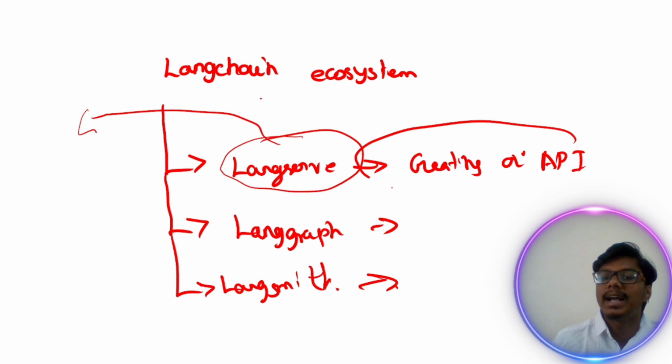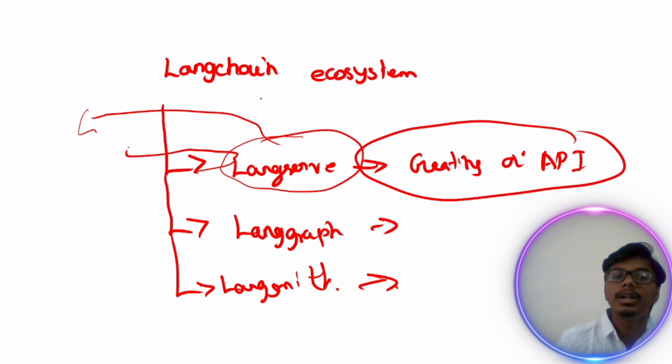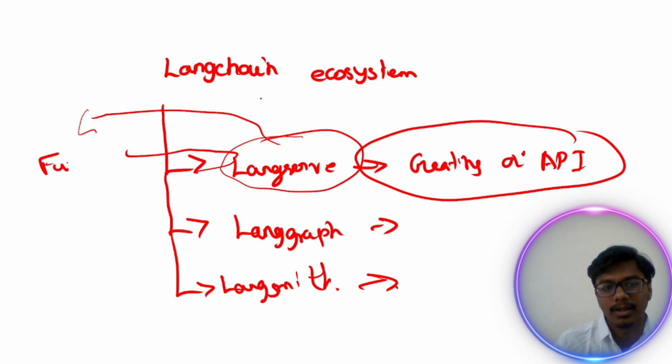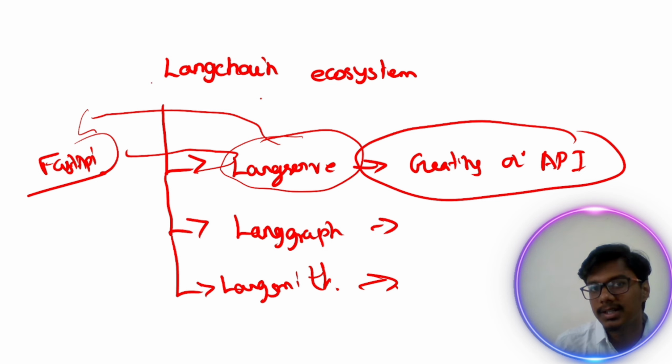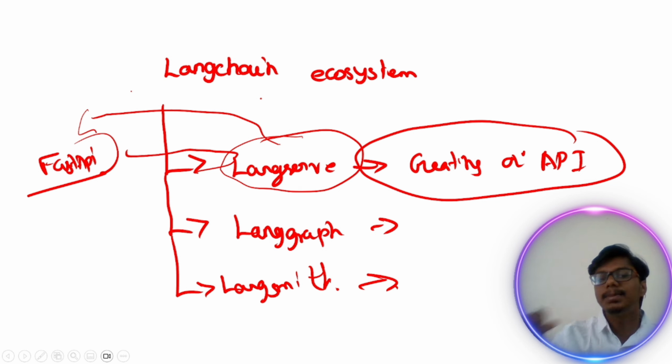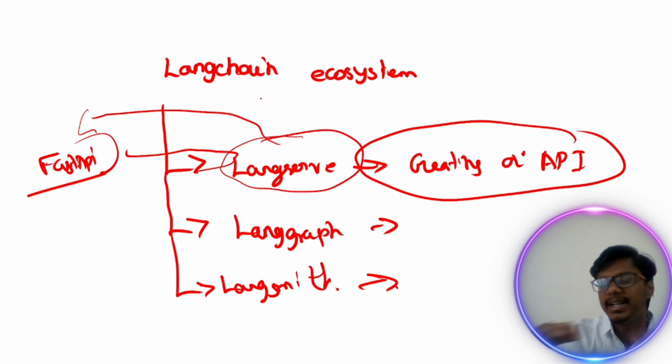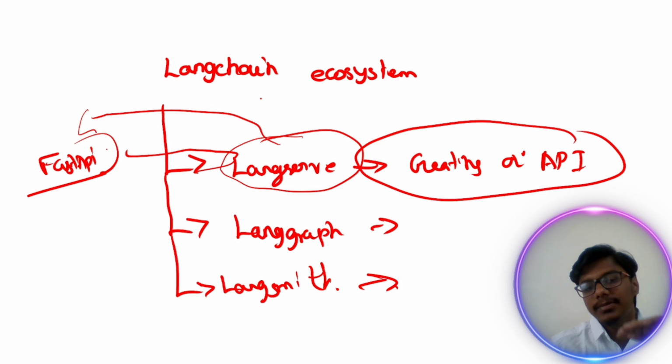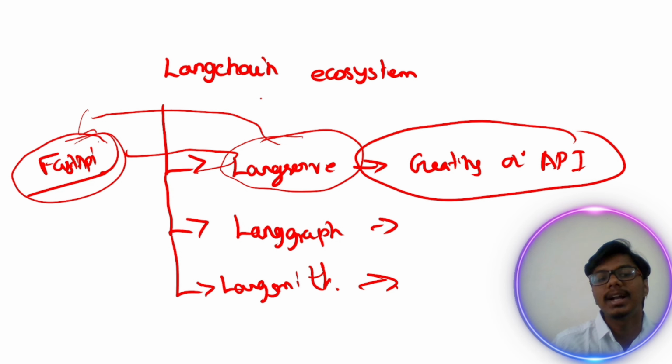LangServe is built over FastAPI. Like if you see Cursor or Anti-Gravity, they are built on top of Visual Studio Code. They look the same as Visual Studio Code, but an agent is added on the side. Likewise, LangServe has been built on top of FastAPI. It uses FastAPI and uses chains in the backend.